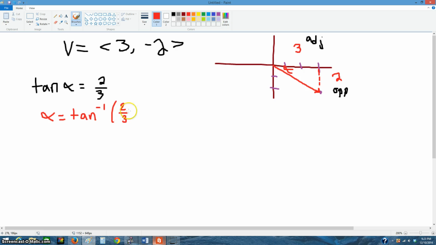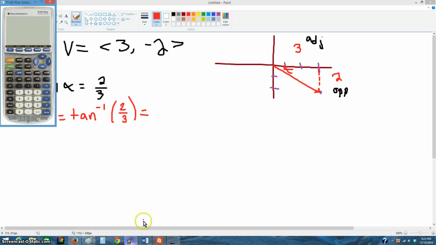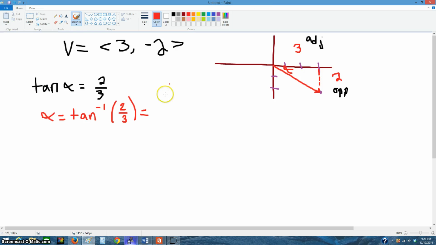Now if you type it in your calculator, let's check to see what it is. Alright, so we have inverse tangent 2 over 3. And we get our answer to be 33.690 degrees. However, that's not what I want because that's not my actual answer. If you remember correctly, theta is from the positive x-axis, which starts here, all the way counterclockwise to your vector.